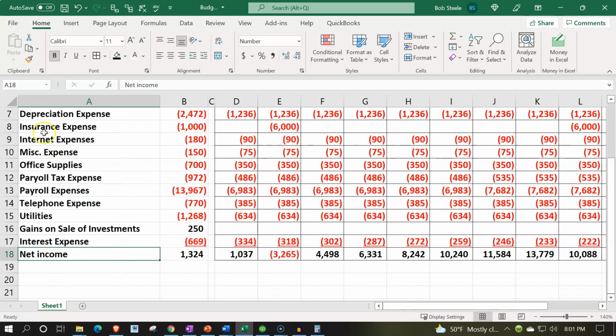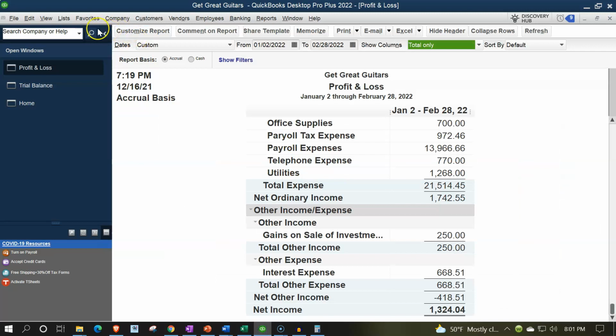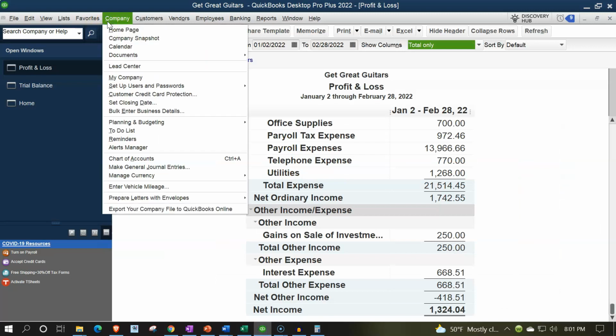So next time I'm going to save this. We'll enter this into QuickBooks now that we have it. So now we're going to go to QuickBooks. We're going to go to the company, then to the budget and planning, and enter the data so that we can run reports with it.